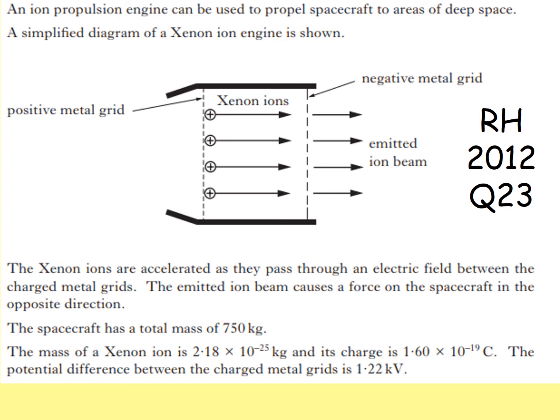The spacecraft has a total mass of 750 kilograms. The mass of the xenon ions is 2.18 times 10 to the negative 25 kilograms, and its charge is 1.6 times 10 to the negative 19 coulombs. The potential difference between the charged metal grids is 1.22 kilovolts. So there's lots of important information here, and what we should be doing is highlighting each of those bits of information ahead of doing our question. Remember, the first step in every calculation question is writing down what you know.